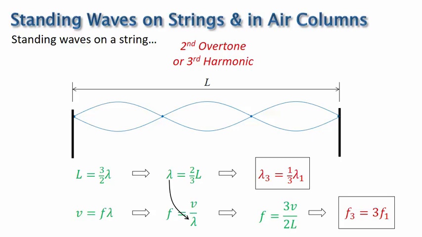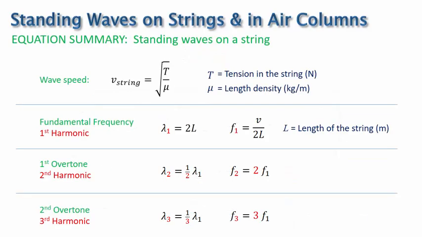At this point, I think it's nice to see a summary of the equations we've just discussed because it makes it easy to see the pattern of the harmonic equations. We have the wave speed equation and the equations for the wavelength and the frequency of the fundamental. The subsequent harmonics are just multiples of the fundamental. The second harmonic frequency is 2 times the fundamental, the third harmonic frequency is 3 times the fundamental, and then the fourth is 4 times, and the fifth is 5 times, and so on. Similarly, the wavelength of the second harmonic is 1/2 times the fundamental wavelength, and then the third and the fourth and the fifth, and so on.